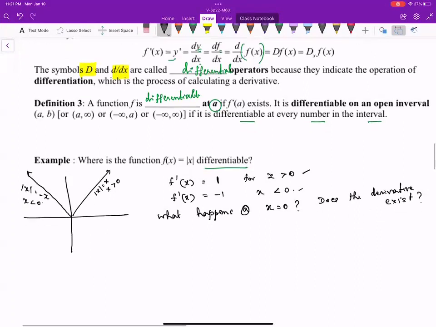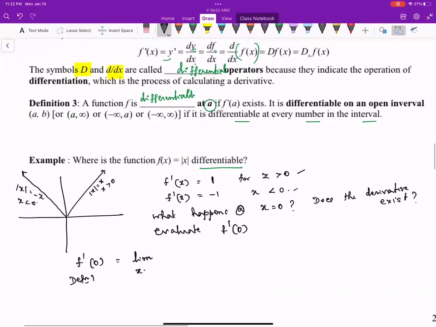So we will evaluate f prime of 0 and see whether it exists or not. We are going to prove that f prime of 0 does not exist by calculus methods. So find f prime of 0, which is by definition a limit. Either I can use definition 1 or definition 2. Let me use definition 1.